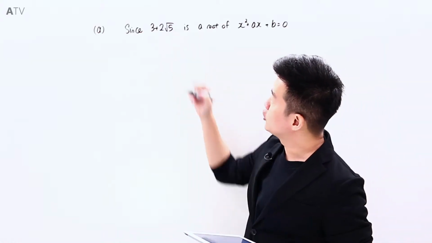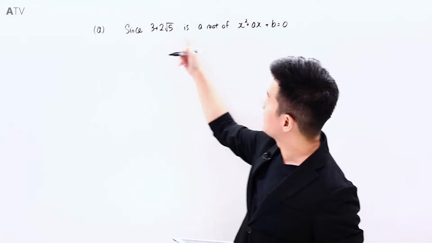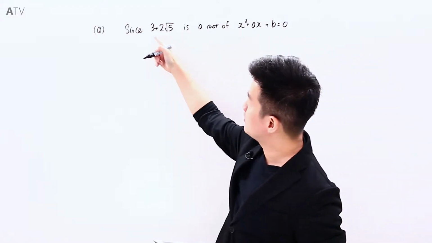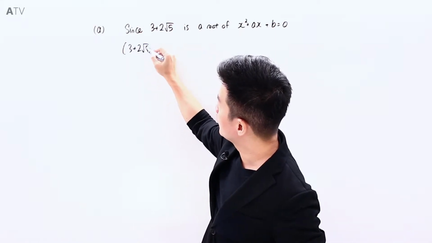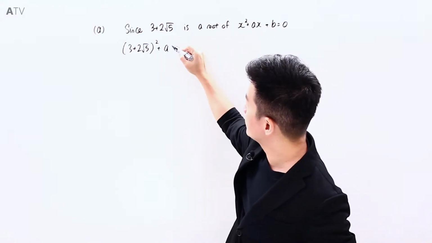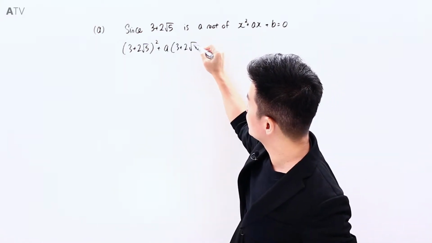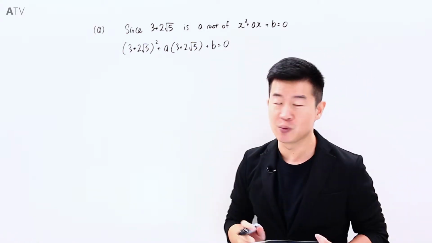Since 3 plus 2 square root of 5 is the root of this equation, that means it must satisfy this equation. Let's replace all the x by this. So we have (3 plus 2 square root of 5) squared plus a times x, which is 3 plus 2 square root of 5, then plus b, is equal to 0.